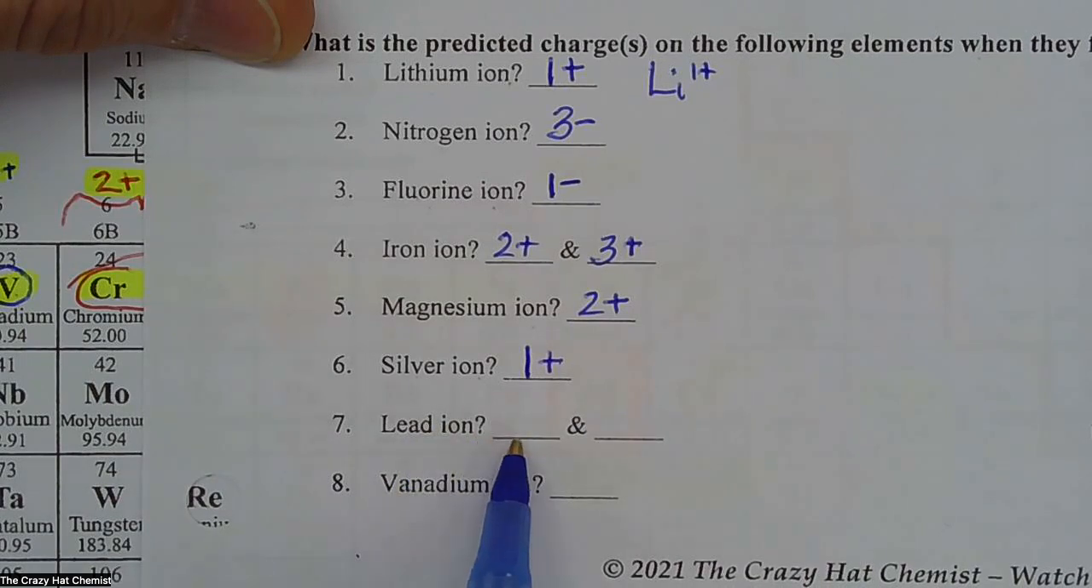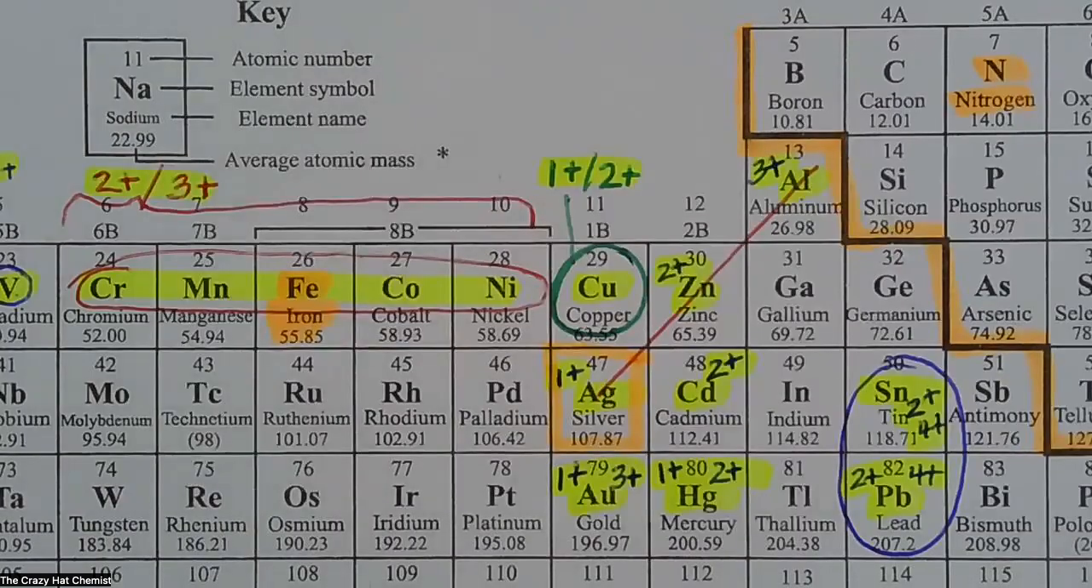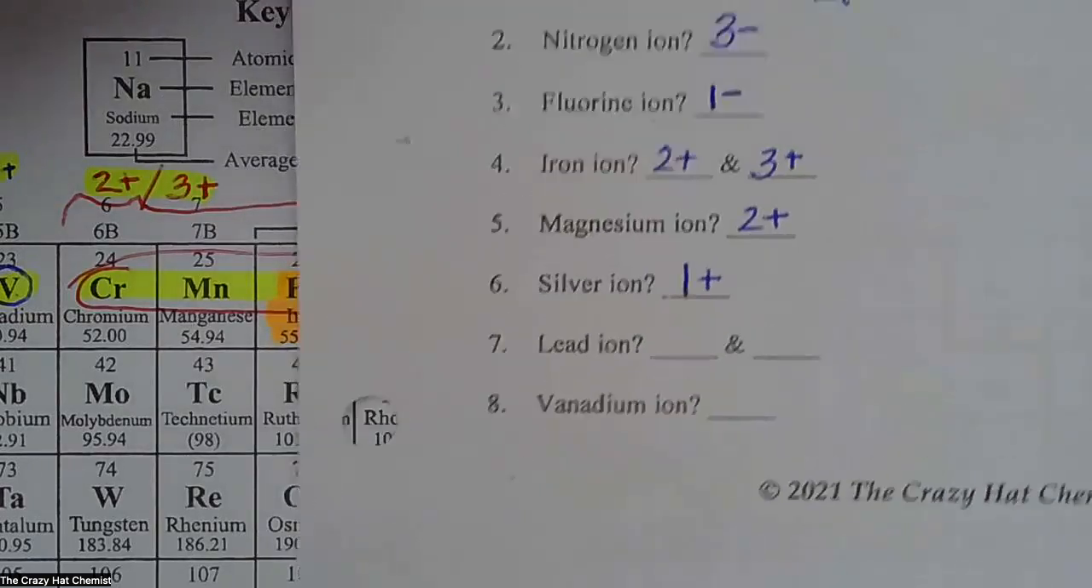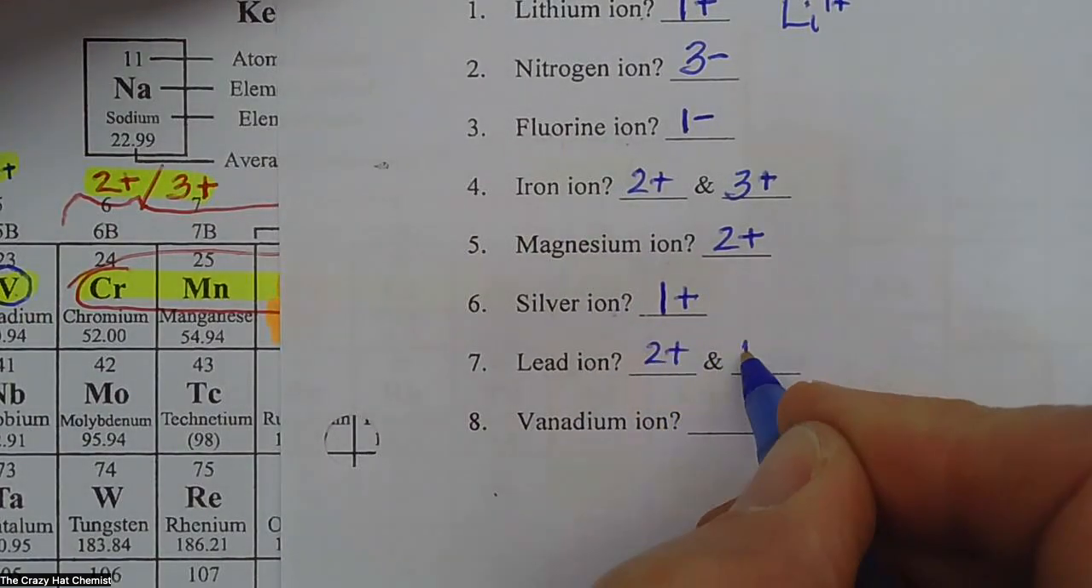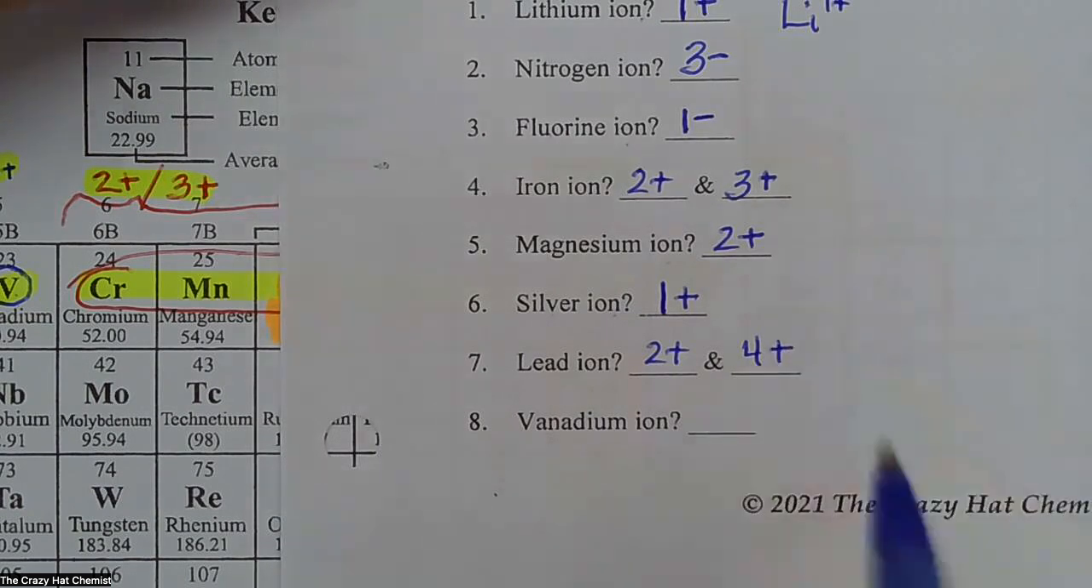Then the lead ion has 2 charges apparently. Let's see if we can find those. Here is lead. It's element number 82. And what 2 charges does it have? It has a 2+ and a 4+. So very important for lead. So lead has a 2+ charge and a 4+ charge.